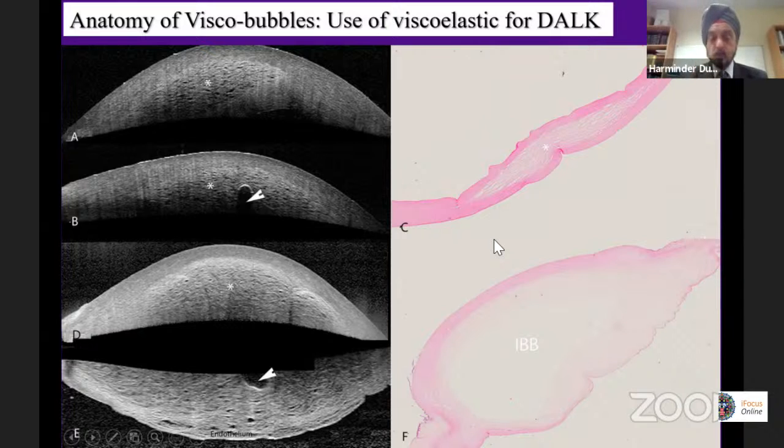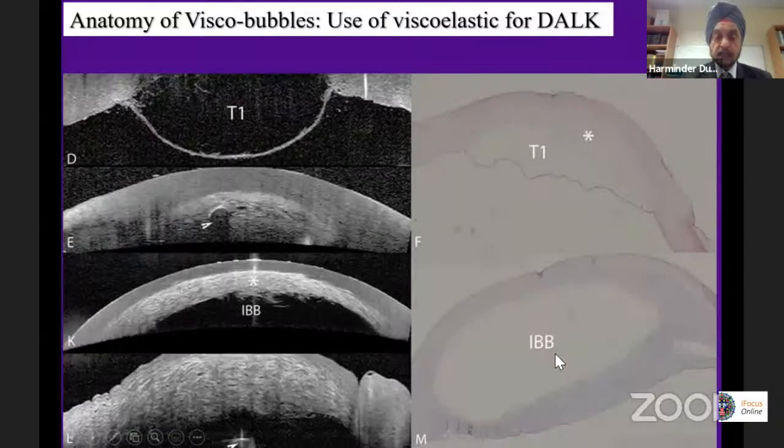Now, many people who do visco DALK do not realize, because clinically on the operating table the patient looks exactly like a type 1 bubble. But the difference is that you're leaving behind so much stroma, which you don't do when you use air. And there are many examples.